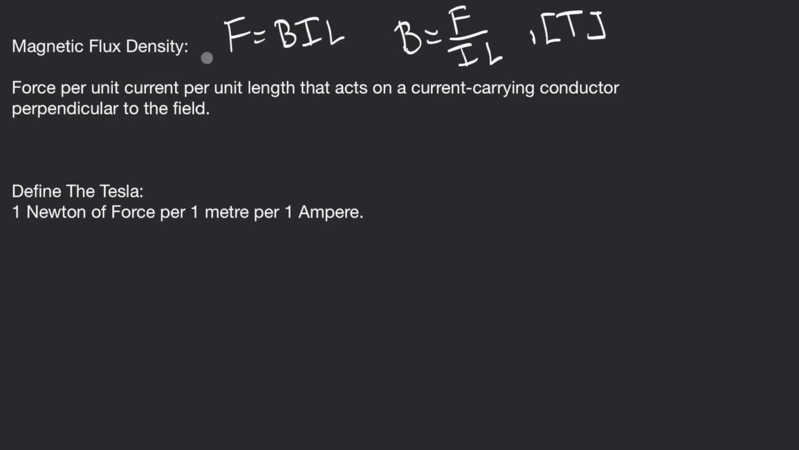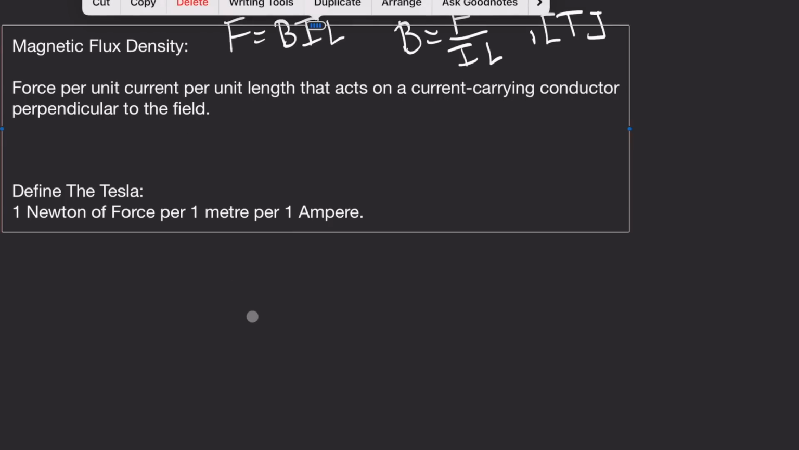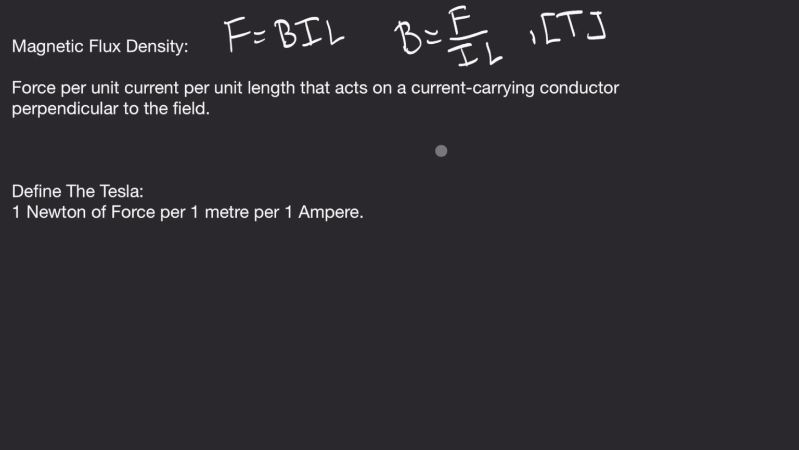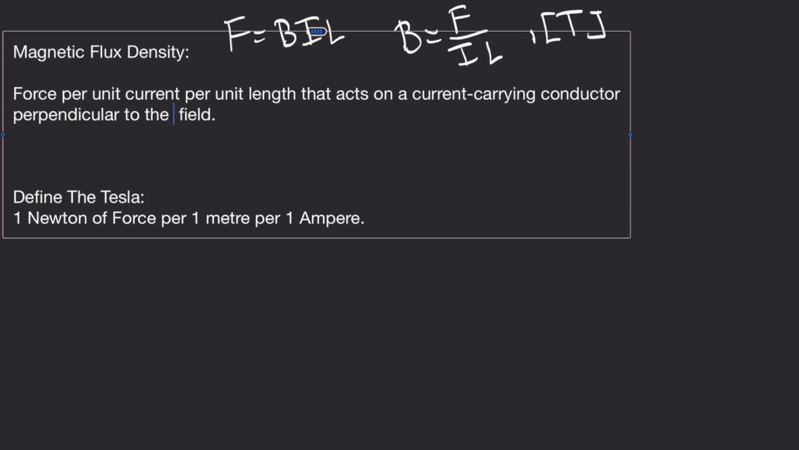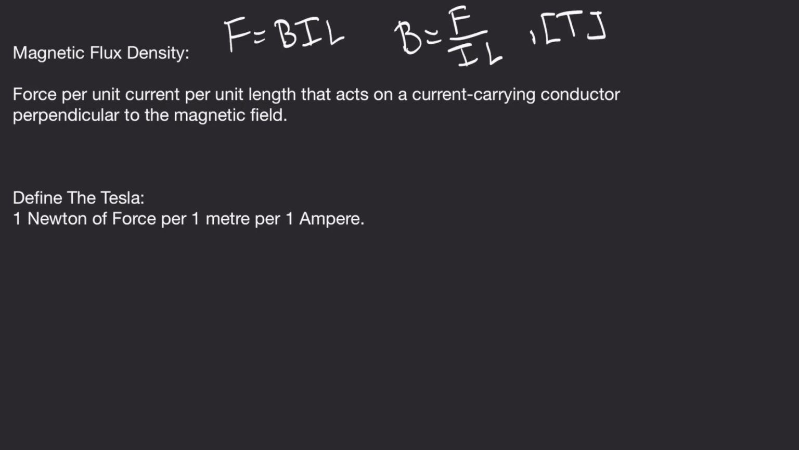Well, magnetic flux density is defined as the force per unit current per unit length that acts on a current carrying conductor, which is perpendicular to the magnetic field. Let's just add the word magnetic over here. Sometimes we're also asked to define units.